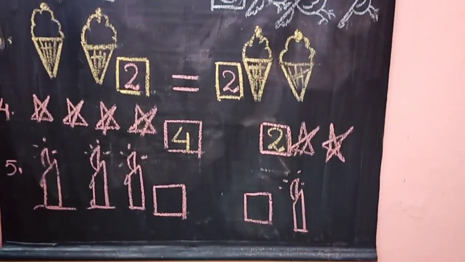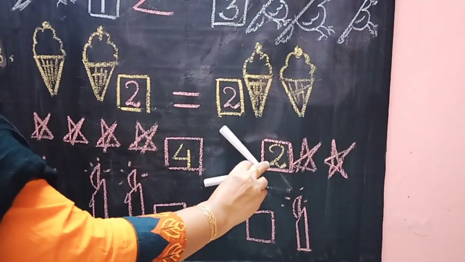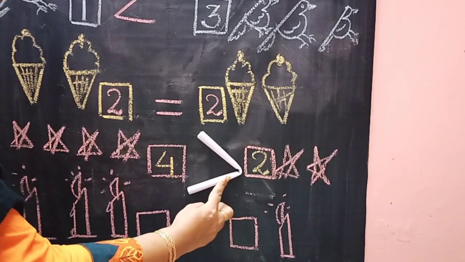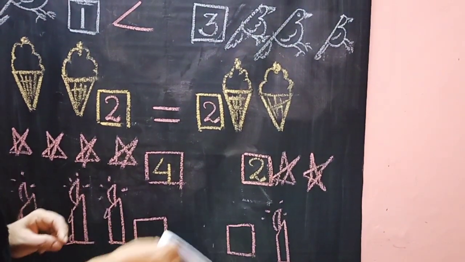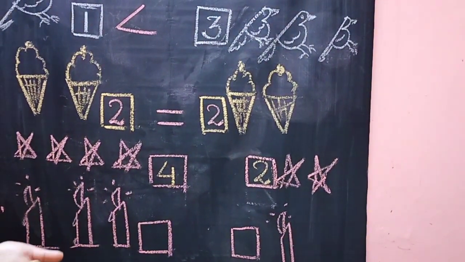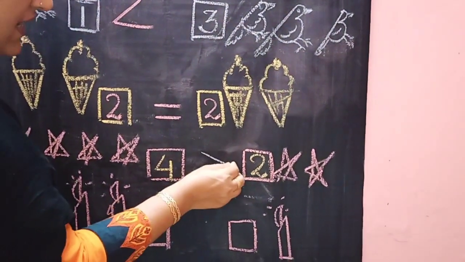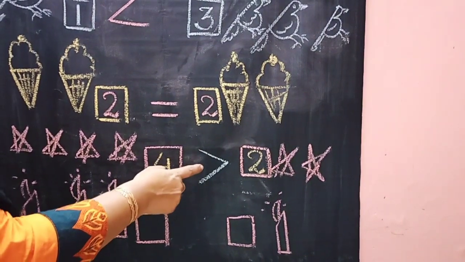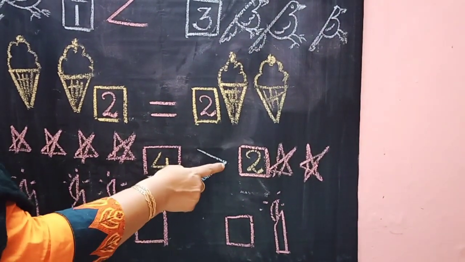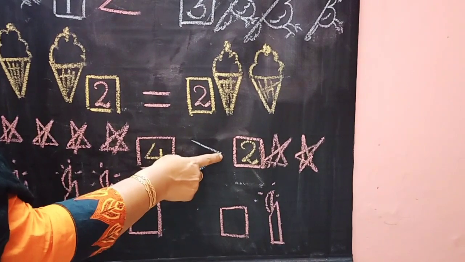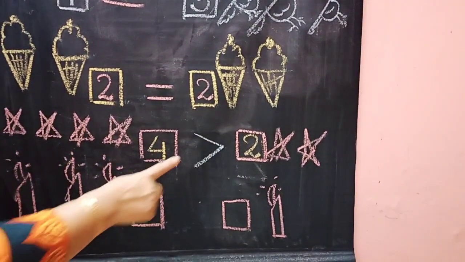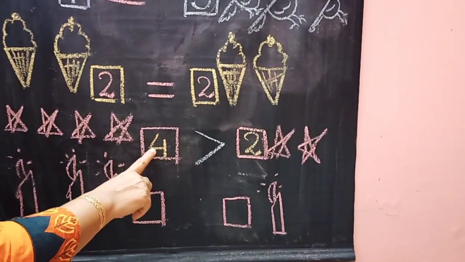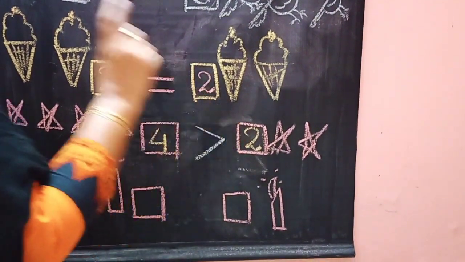Okay, so which symbol is correct? Yes, the greater than symbol we need to use here. Look, it's clear. So we can use the greater than symbol here. Correct. The open side is this one, and here comes the bigger number. The pointed side, or smaller side, is here, and here comes the smaller number. So how can you read this? 4 greater than 2. Again. 4 greater than 2. Correct.